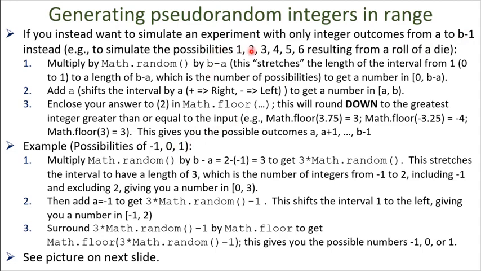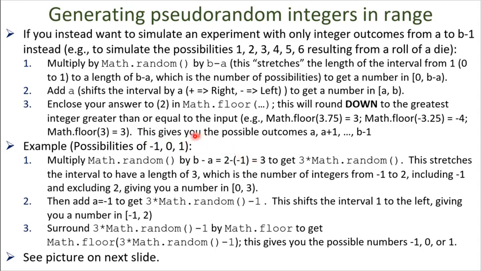As an example, if A were -1 and B were 2, it would be 2 minus -1 to get 3, right? And the trick here would be to, again, multiply by B minus A, and this is going to stretch the interval to have a length of B minus A. And B minus A is the number of possibilities from A to B minus 1. So just as an example, the number of possibilities from -1 to 2 minus 1 is the difference of those numbers, 2 and -1, which is 3.